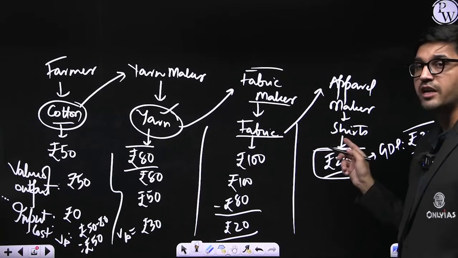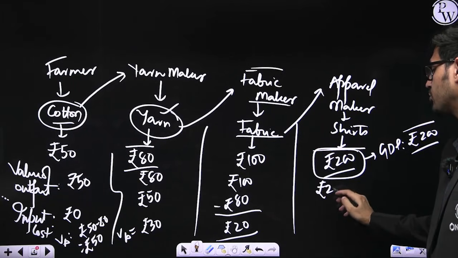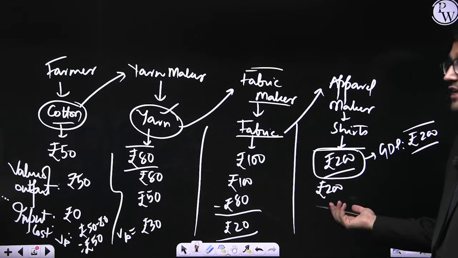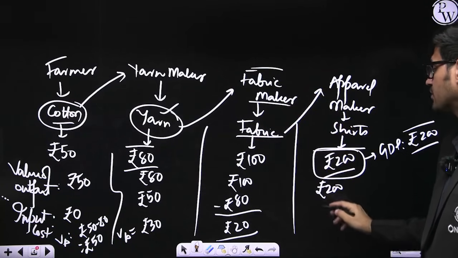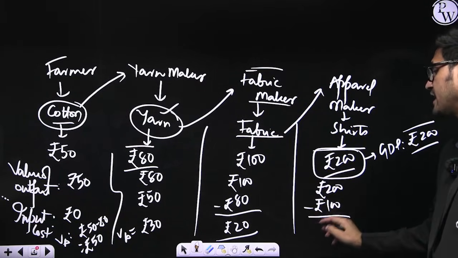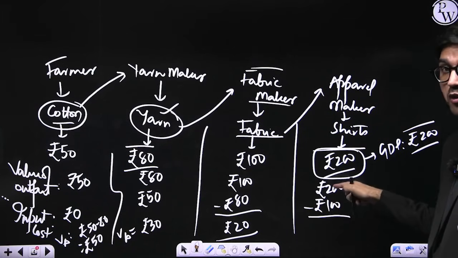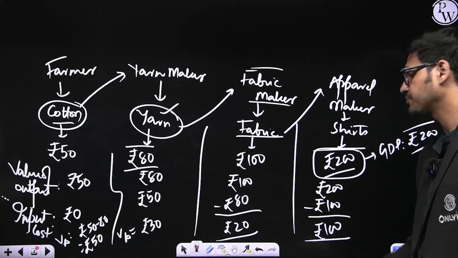You go to the shirt maker, you ask him, what is the value of your output? He is going to tell you that the value of my output is 200 rupees. The next question you ask him is, how much did you buy the input for? And he is going to tell you that I bought the input for 100 rupees. That means the value added at his stage will be value of output minus the input cost. This would be a total of 100 rupees.